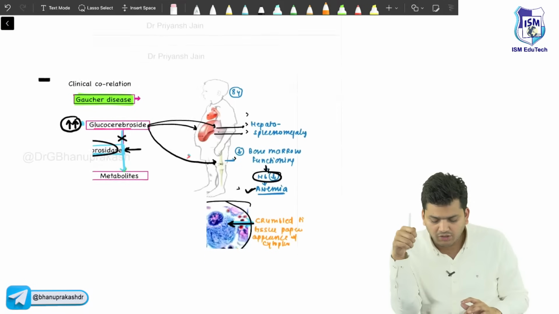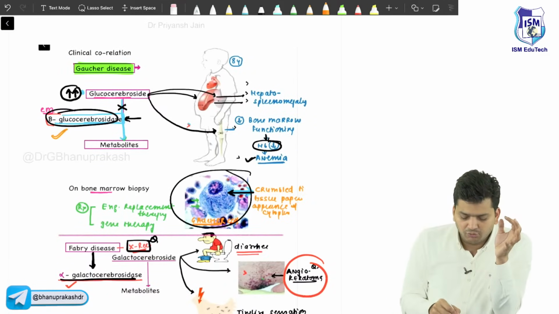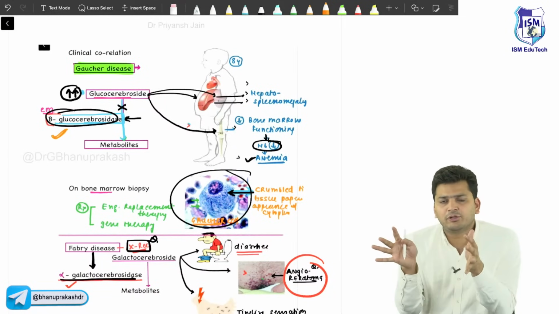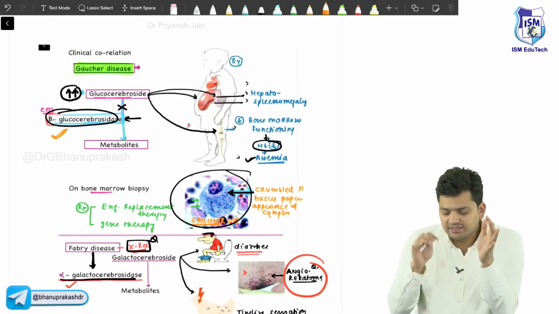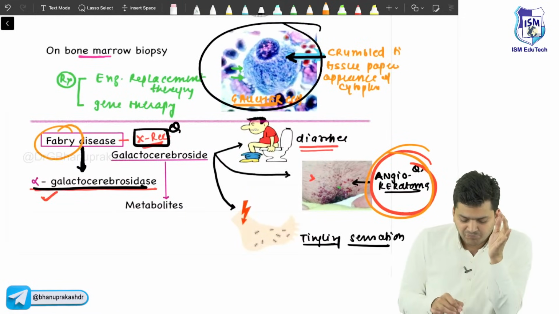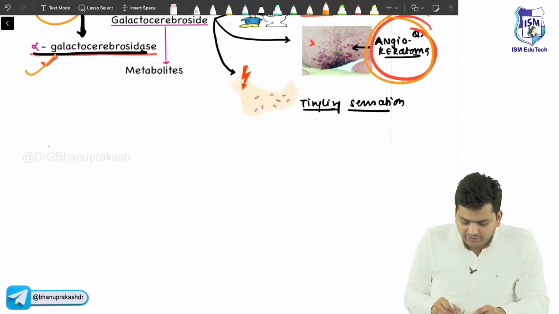Then we have discussed Gaucher disease in the lipid chapter. Gaucher disease basically is due to deficiency of beta glucosylceramidase. There is going to be anemia with hepatosplenomegaly. Anemia, hepatosplenomegaly, Gaucher. If they say the word angiokeratoma, angiokeratoma means it is going towards Fabry disease due to deficiency of alpha galactosidase.